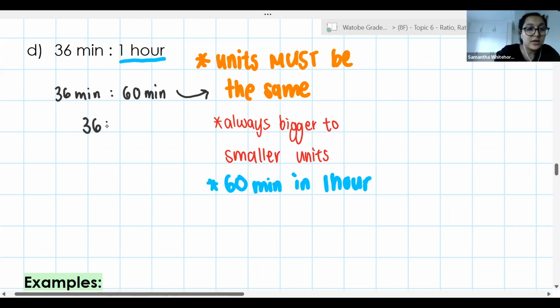So I want you guys to try and simplify for me the ratio 36 is to 60, or 36 to 60. So we converted to make our units the same, and now we want to simplify it. Guys, remember, you need to keep simplifying until you can't anymore.